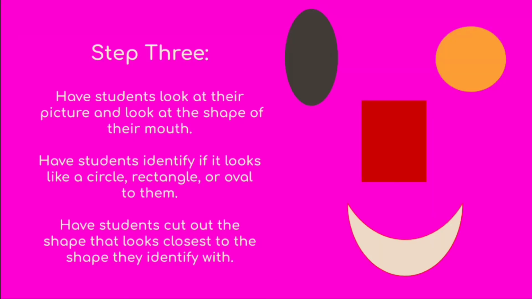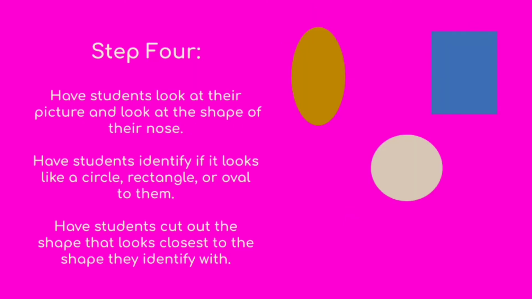Step 3, have students look at their picture again and look at the shape of their mouth. And have students identify if it looks like a circle, a rectangle, or an oval to them. And again, you can use whatever colors you want on any of these shapes that you cut out. And have students cut out the shapes that look closest to the shape they identify with.